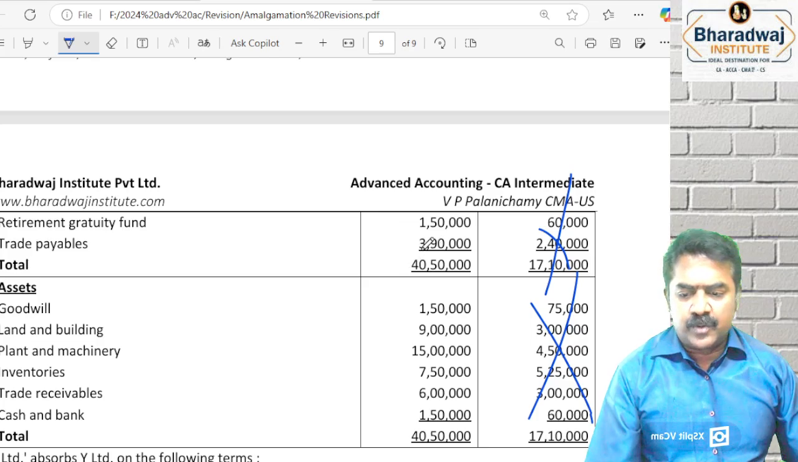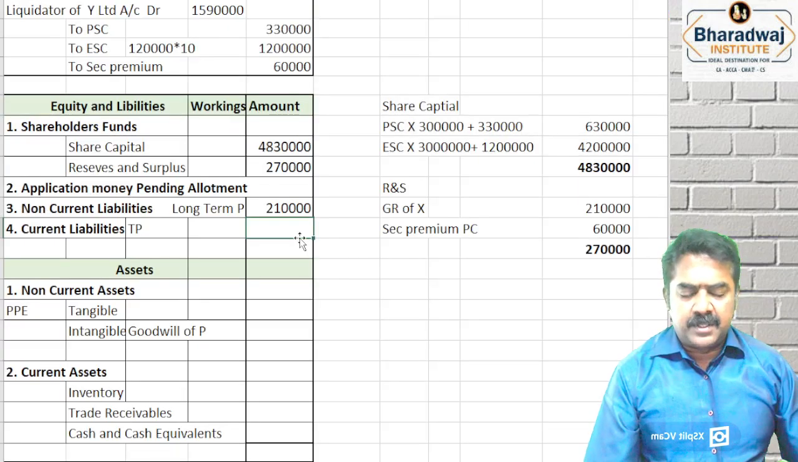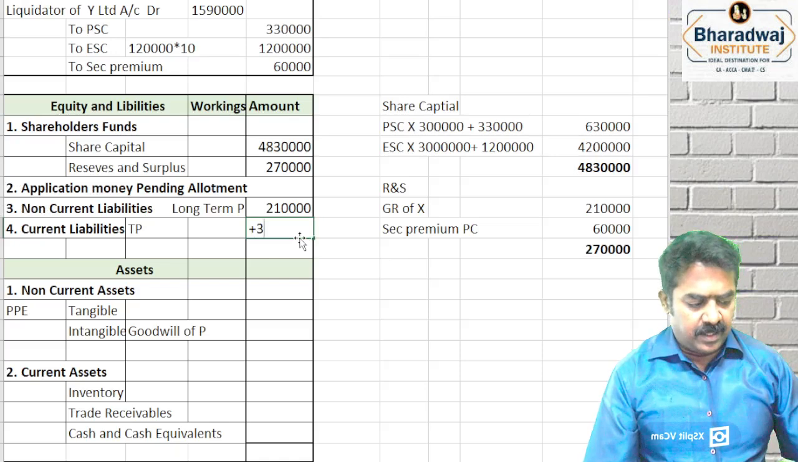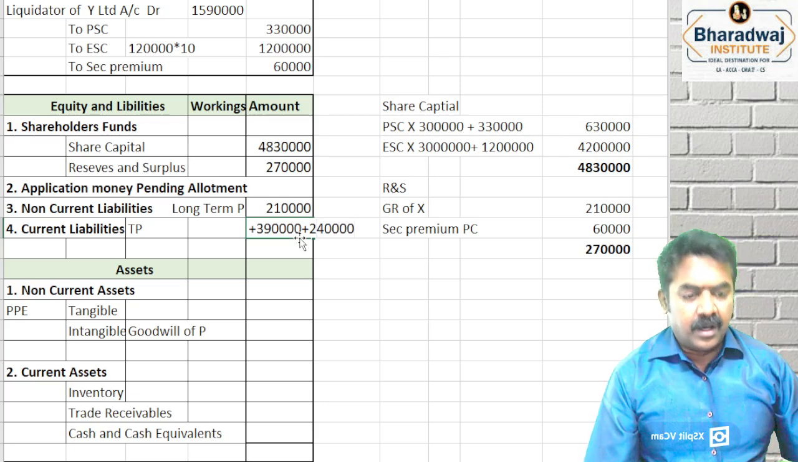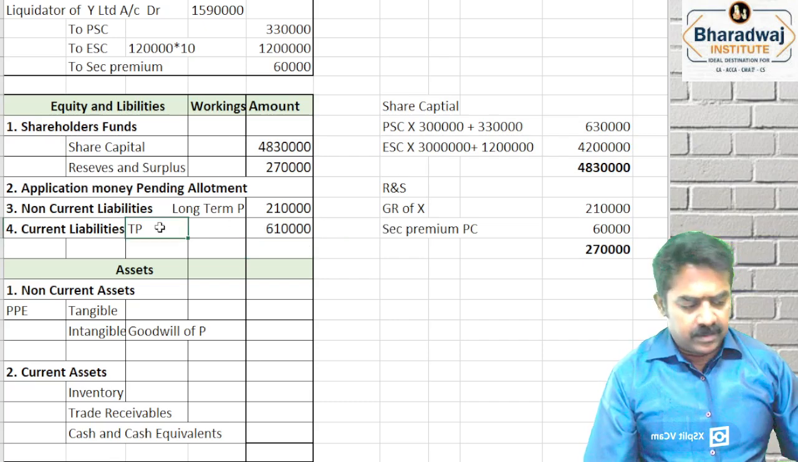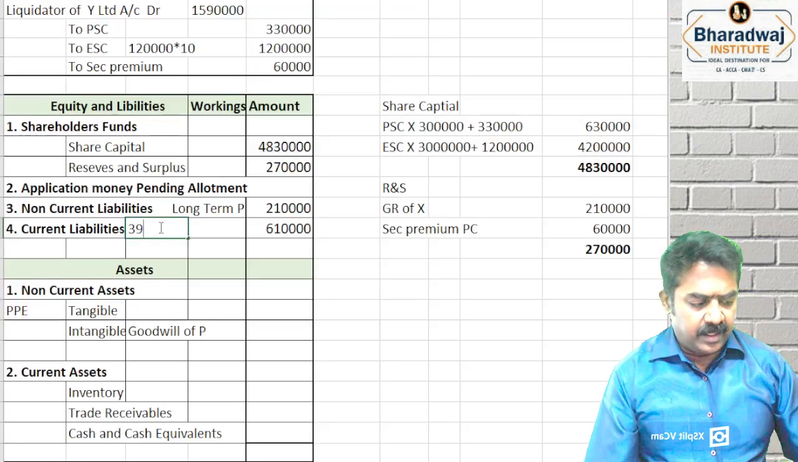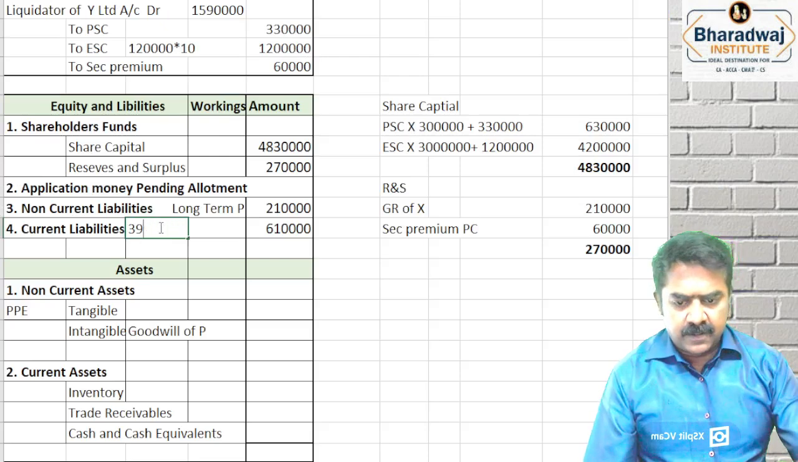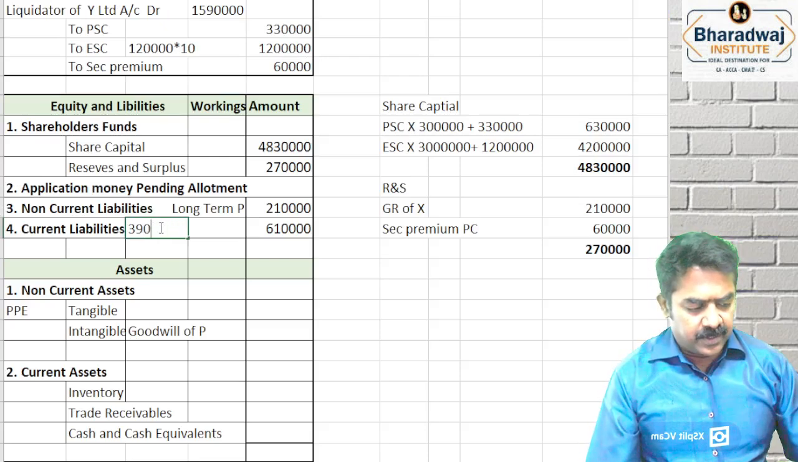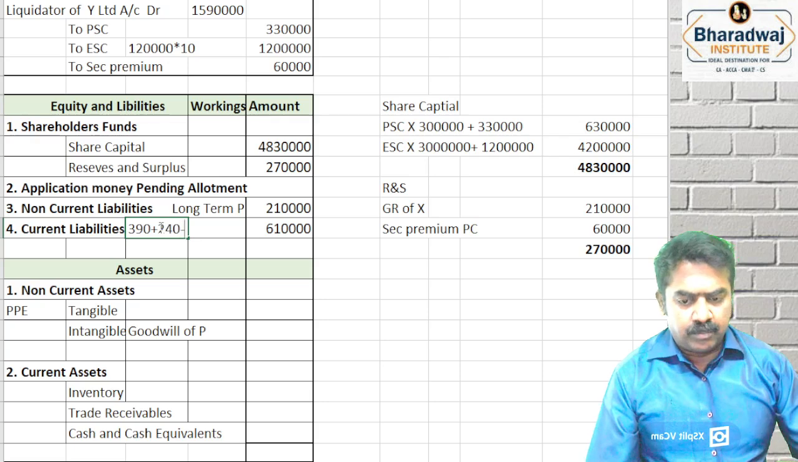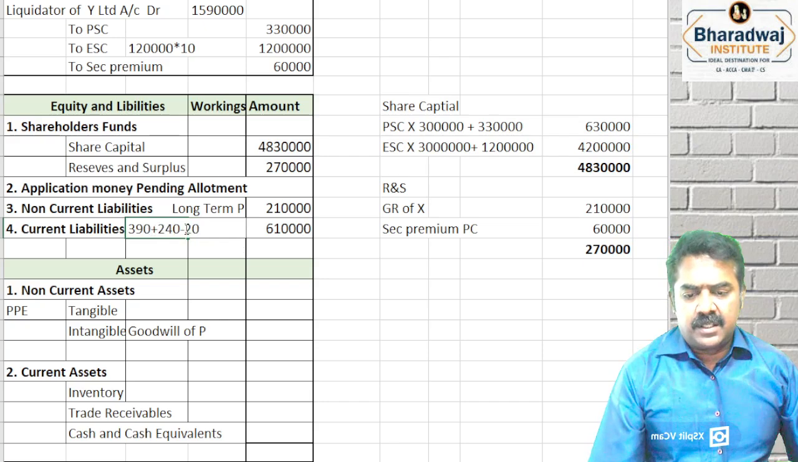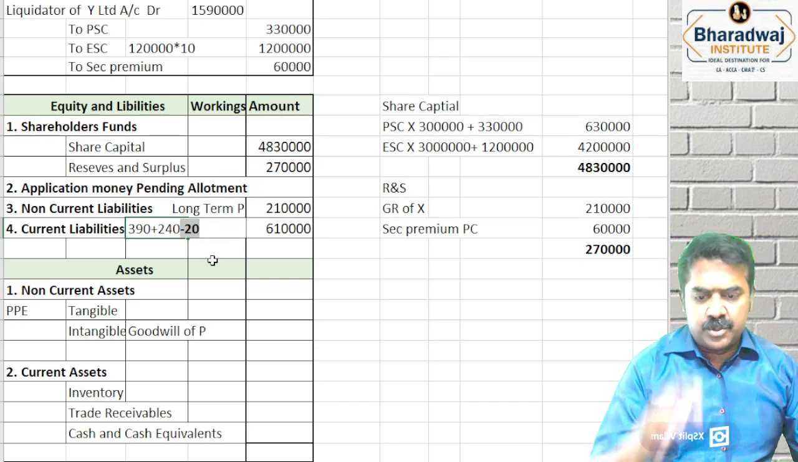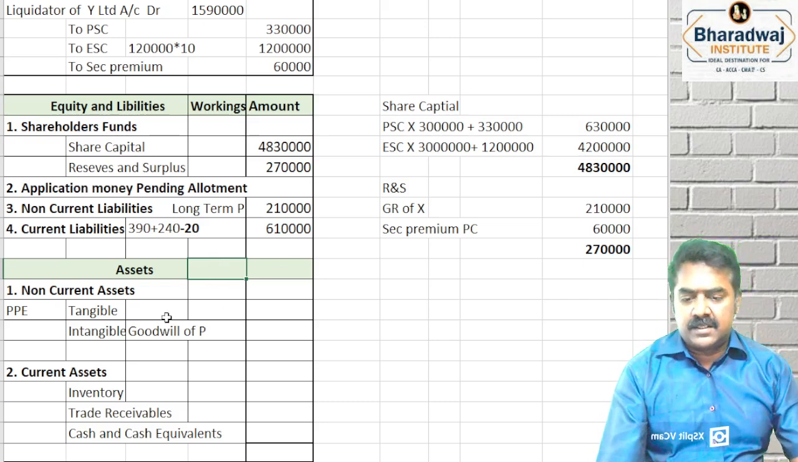Trade payable, I hope book value only we have taken. 3,90,000 plus journal entry 2,40,000, minus mutual due 20,000. 6,10,000. See, debtors include the amount payable to creditors. Mutual due will be eliminated from both liability and asset.